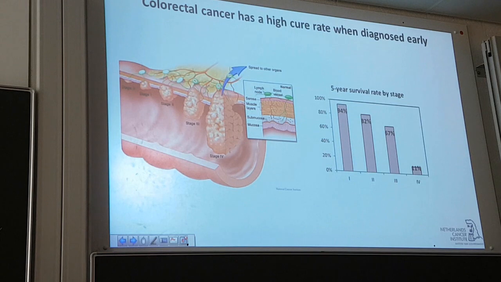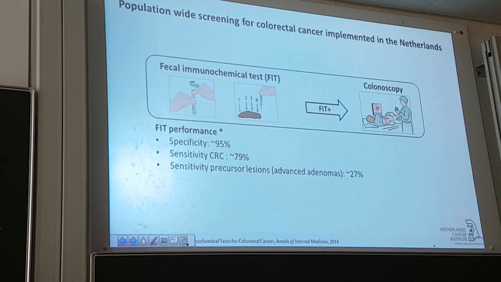So very quickly, colorectal cancer has a high cure rate when it's diagnosed early, so at stage 1. While it progresses, the 5-year survival rate drops down, which is why early detection is important. In the Netherlands, there is population-wide screening for colorectal cancer based on fecal immunochemical tests. So people from 55 to 75 years old get this tube, and they have to take a sample of their stool. And when there is hemoglobin above a certain threshold in their stool, they are FIT positive, and they're referred to further colonoscopy to confirm if they have cancer or not.